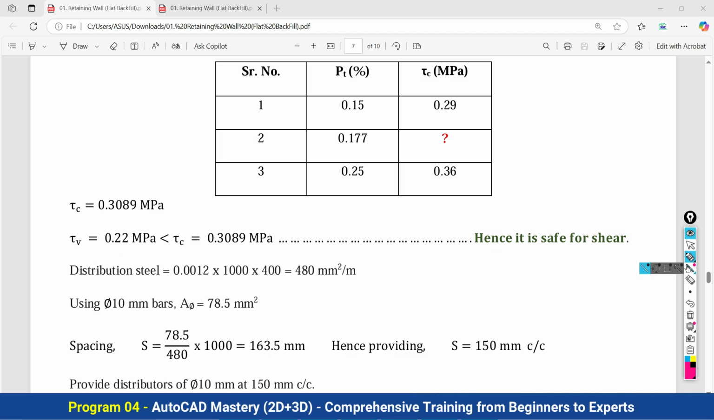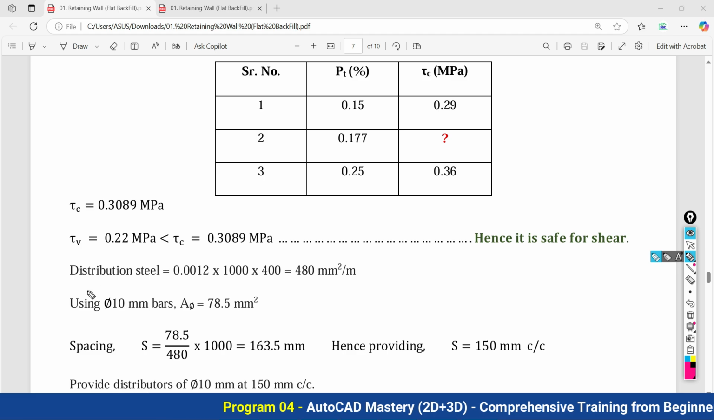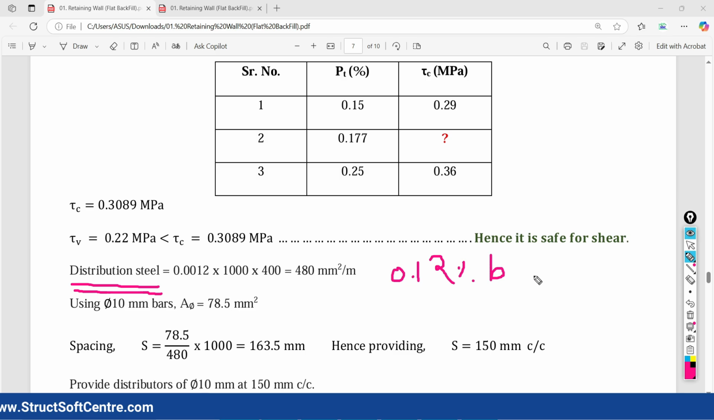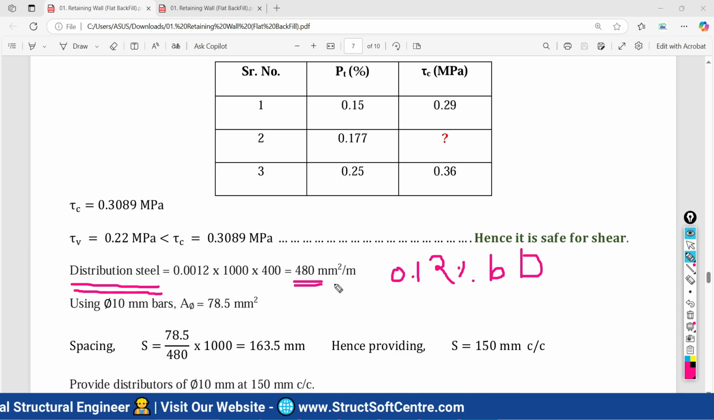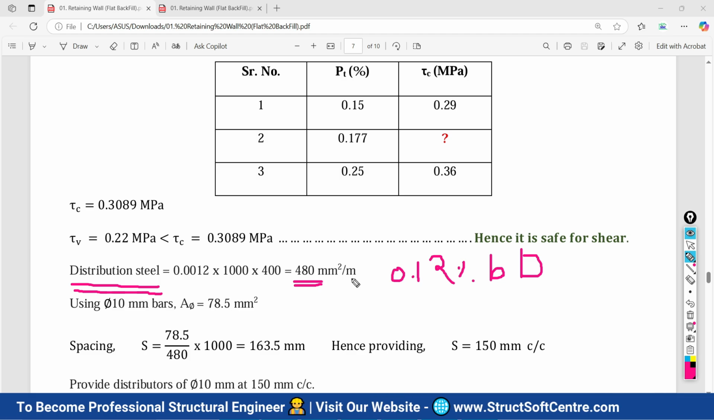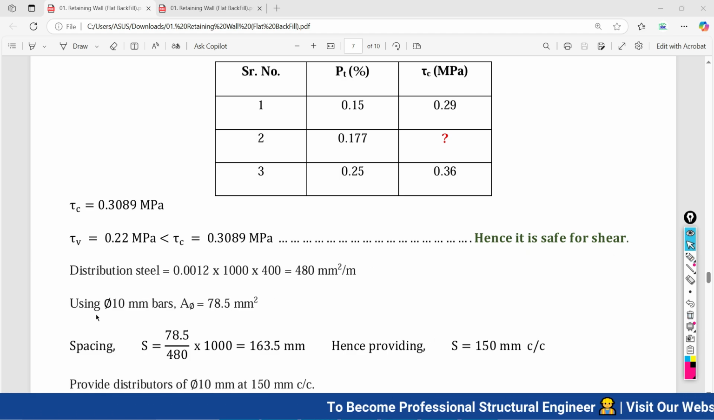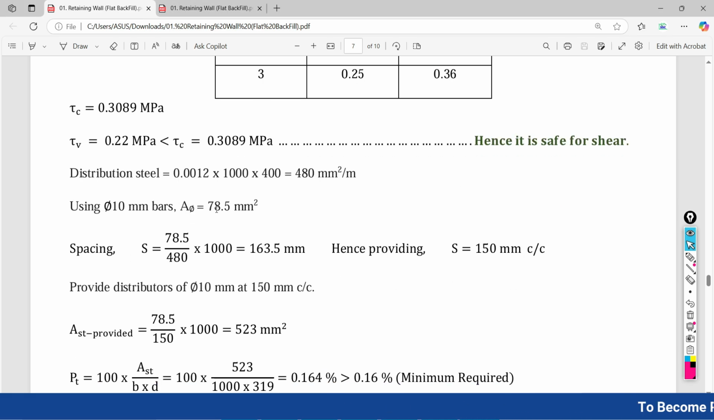Okay. Now finally the main reinforcement we have decided. Thereafter we are going to do the calculation for the distribution reinforcement. So distribution reinforcement, again, minimum percentage as 0.12% of B into overall depth. So here the calculation is giving 480 mm square per meter length of your retaining wall. So now I would like to provide 10 mm diameter of bar as a distribution reinforcement. So 78.5 is the unit area of 10 mm diameter of bar.